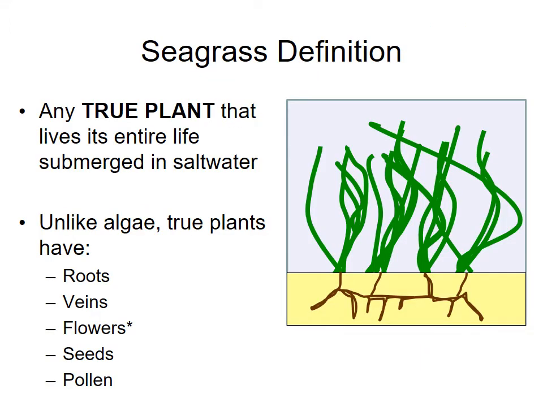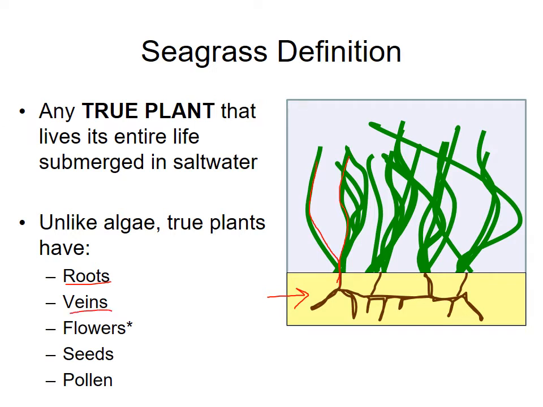Alright, so we're going to focus on seagrass beds first. Seagrass is my research specialty, so I have a great love for seagrass. And seagrasses are any true plants that live their entire lives submerged in salt water. So we'll say in another slide or so more about what a true plant is. But the basics are true plants have roots, which you can see in this cutaway drawing here. Veins, so they have veins that carry water and nutrients back and forth between the roots and the blades.